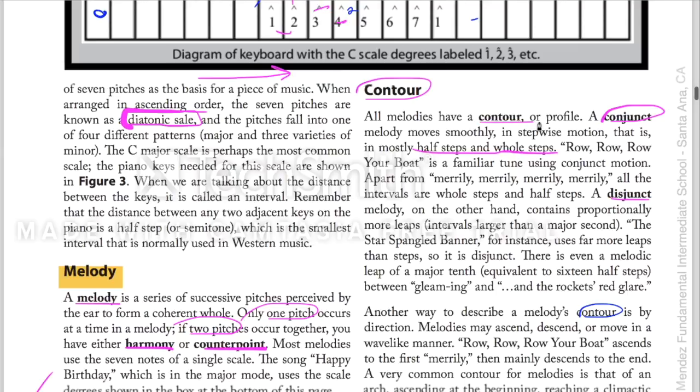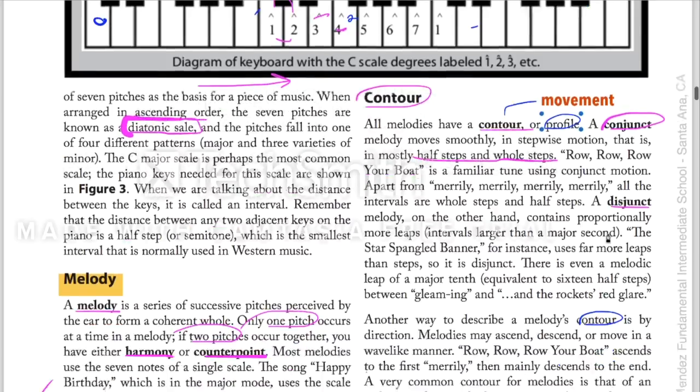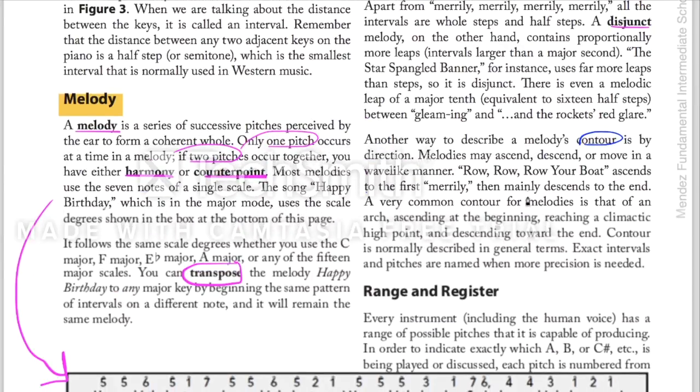All right, another way to describe a melody's contour is by direction. So remember, a contour is the profile, okay? It's how the melody moves. Let's write that down. Movement, okay? It's where your fingers move upon the keys. Melodies may ascend, that means go right, descend, which means to go left, or move in a wave-like manner.